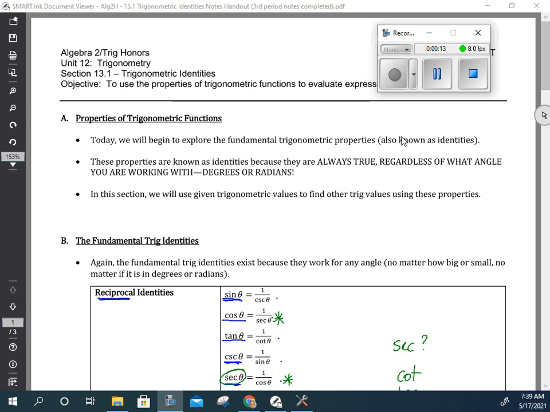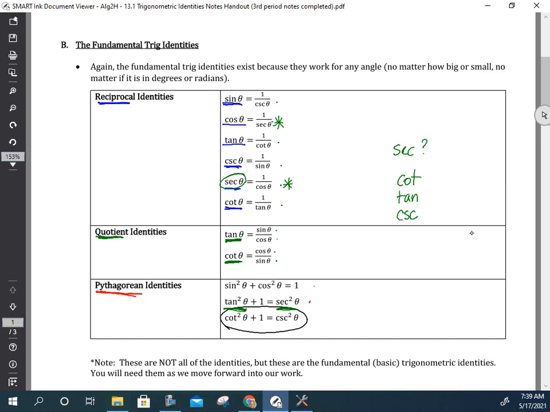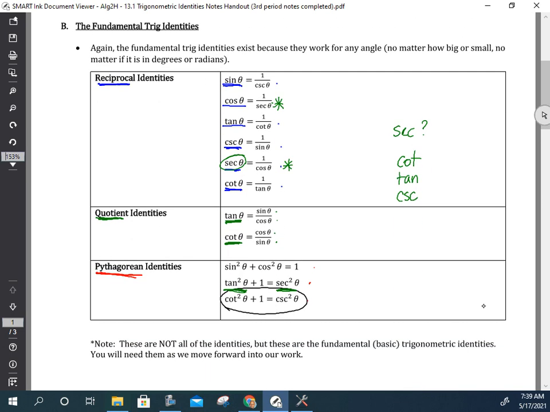Before we get into the last example that we needed to go through, let's quickly look back at where we went. When we look at fundamental trig identities, the reason why these are identities is because they work regardless of how big the angle is, how small the angle is, whether it's in degrees, radians, none of that matters. The identities work because they're true regardless.